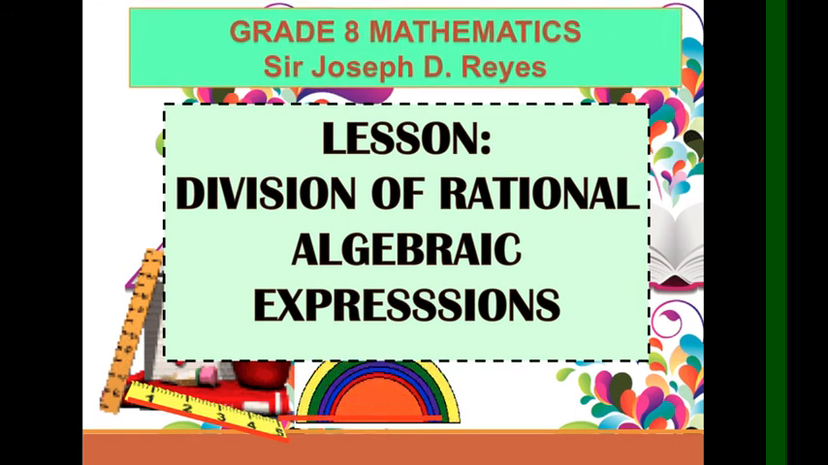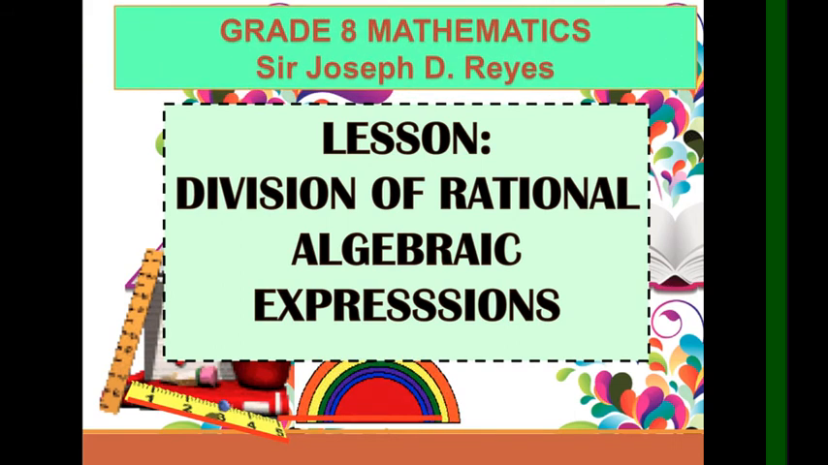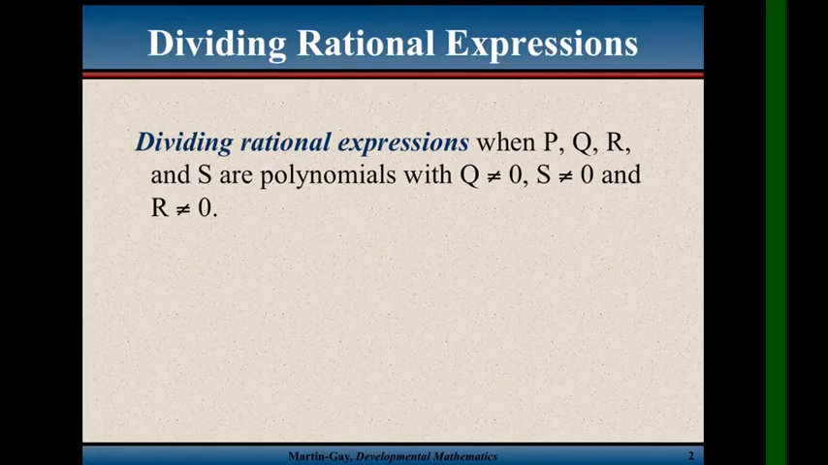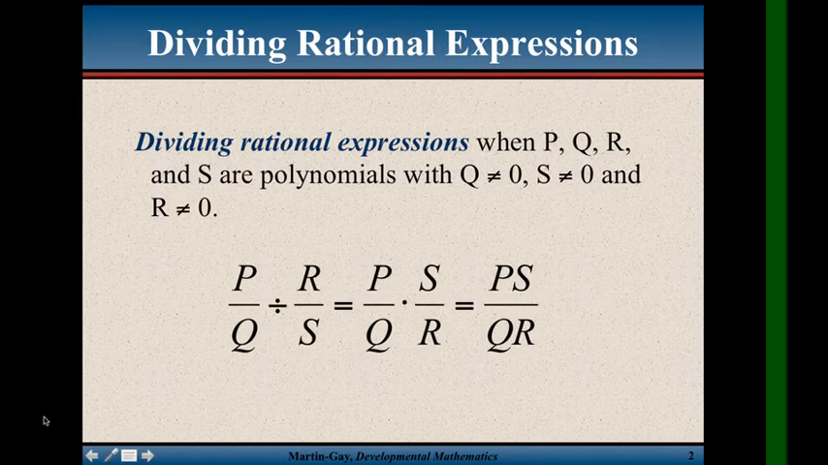And now let's proceed to our main topic for today, which is all about division of rational algebraic expressions. Dividing rational expressions when p, q, r, and s are polynomials, with q not equal to 0, s not equal to 0, and r not equal to 0. So what will be the representation of dividing rational expressions? Ito yung representation niya. Just make sure that the r, the s, and the q are not equal to 0.